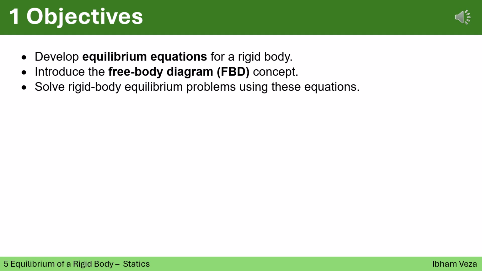Objectives. In this lecture, we will discuss the equilibrium of rigid bodies, one of the most important concepts in statics. Equilibrium occurs when a body experiences no net force and no net moment, meaning it remains at rest or moves with constant velocity. We will learn the conditions required for equilibrium, how to construct free body diagrams, and how to solve engineering problems involving forces and moments in both two-dimensional and three-dimensional systems.